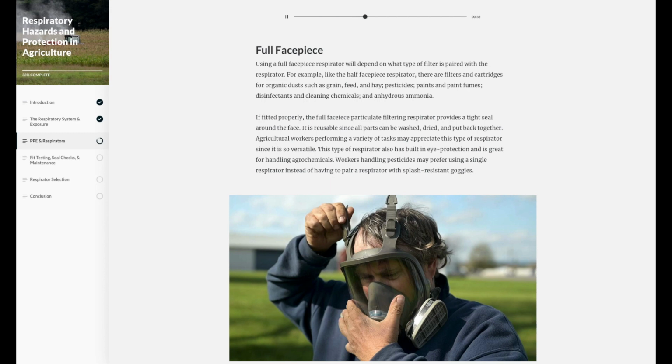If fitted properly, the full face piece particulate filtering respirator provides a tight seal around the face. It is reusable since all parts can be washed, dried, and put back together. Agricultural workers performing a variety of tasks may appreciate this type of respirator since it is so versatile. This type of respirator also has built-in eye protection and is great for handling agrochemicals. Workers handling pesticides may prefer using a single respirator instead of having to pair a respirator with splash-resistant goggles.